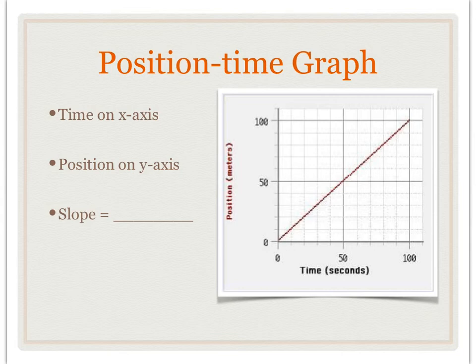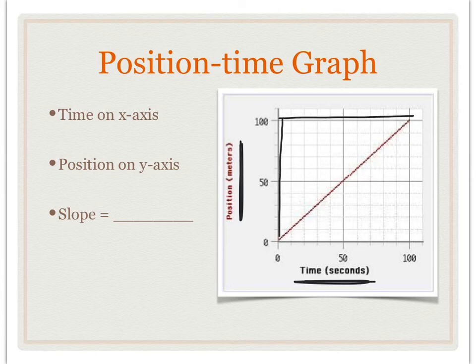All right, so position time graphs. A position time graph has time on the x-axis, down here, and position on the y-axis. Time is normally measured in seconds, and position is normally measured in meters. If we were to calculate the slope of this line, we do rise over run, so we get 100 rise over a 100 run, and the slope would be 1.